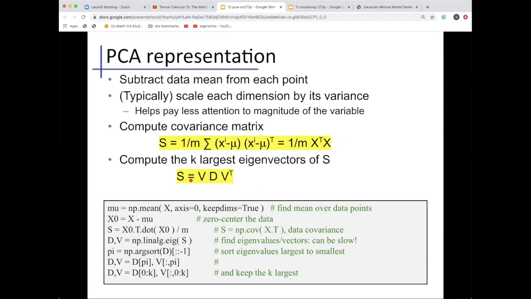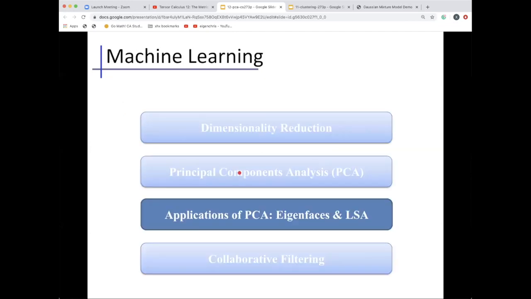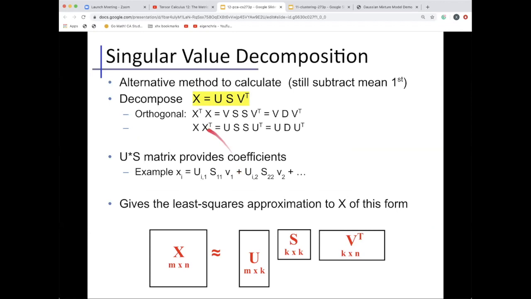Alternatively, you can do this in one step by using SVD analysis. That's also very common in carrying out principal component analysis. Instead of calculating the covariance matrix, I can directly derive the SVD representation of my original data matrix X. So let's see why this is possible.